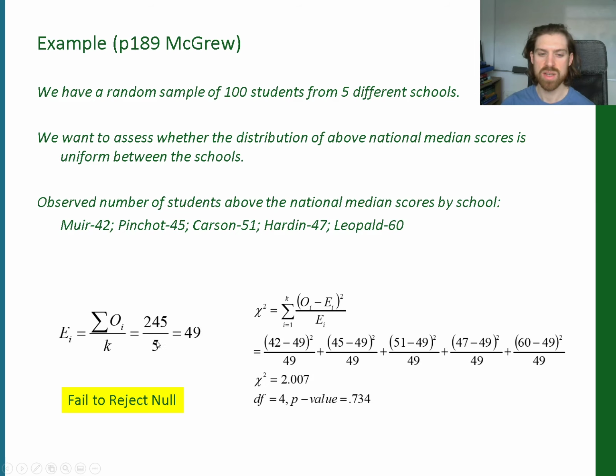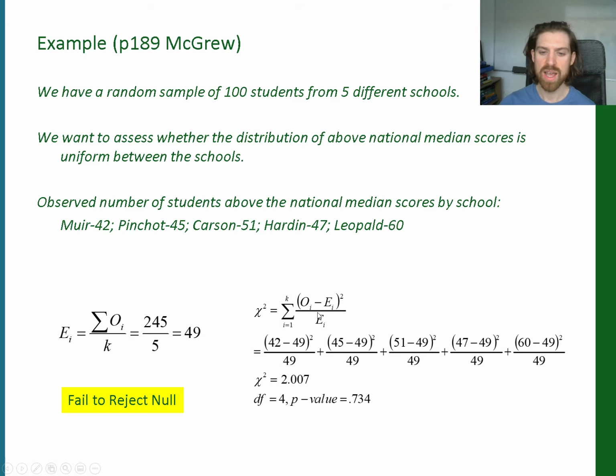So k is 5, as you can see just here. We need to get the EI value as well, the expected outcome. The way that we do that is we sum all of the observations that we have. So here it's 245 students overall. That's the numerator, and we need to divide it by the k value, the number of categories we've got, which is 5. And therefore we get an expected number of students for each school of 49 that we would expect to be above the median national level.